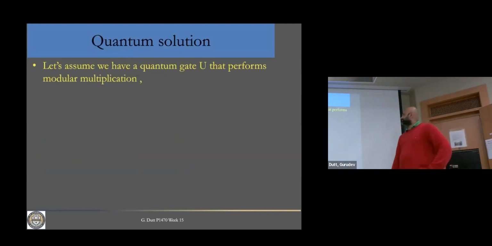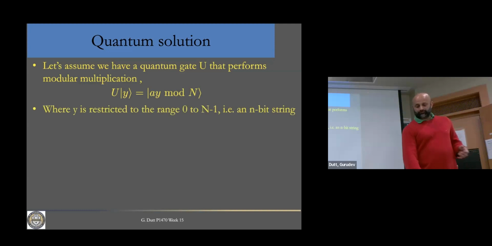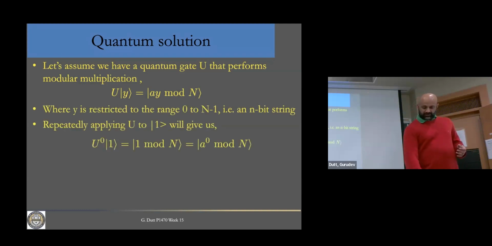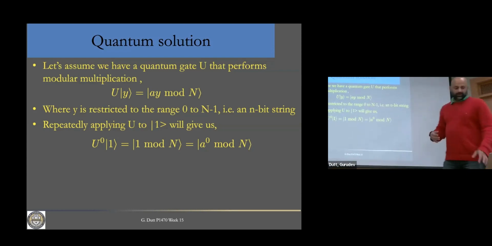Okay, so our quantum solution, we just started on this last class. First of all, we assume we have a gate that performs modular multiplication. We already saw how to do that by hand in the last class, so you can implement it as a classical circuit, and then we just make it reversible by the usual tricks that we have talked about in this class. So our gate U performs the modular multiplication a y modulo n. What it means is if I apply U to, say, the state 1, that is of course just the bit string 0, 0, 0, 0 up to 1, right?